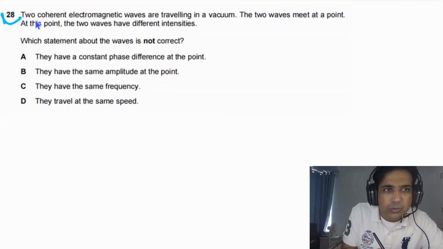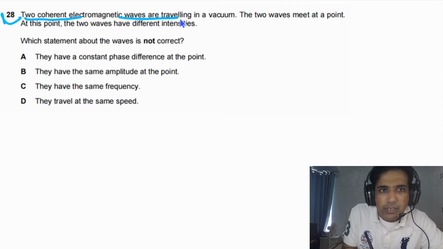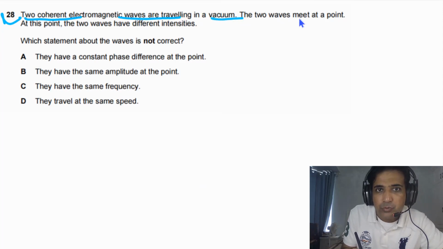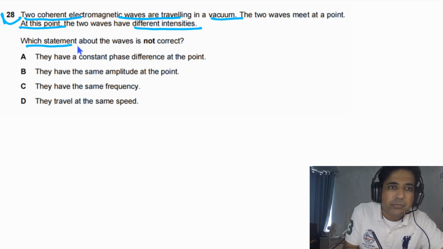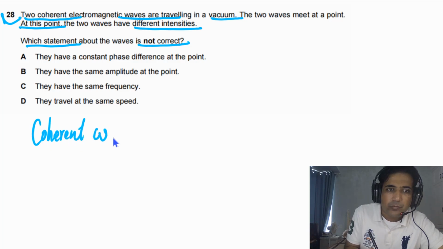Question 28 says two coherent electromagnetic waves are traveling in a vacuum. The two waves meet at a point. At this point, the two waves have different intensities. Which statement about the waves is not correct? So these are coherent waves. So we need to understand the properties of coherent waves.